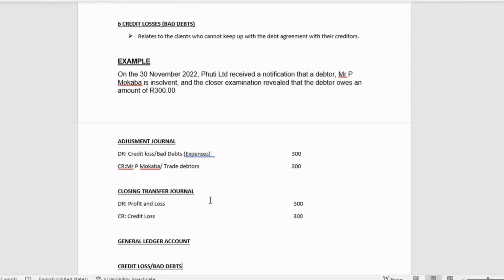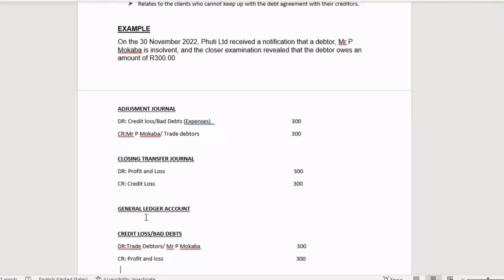Okay, so the adjustment journal will be you debit your credit losses. That's an expense with an amount of 300 Rand, and you're going to credit the debtor's account itself because the debtor is actually decreasing with that specific insolvent debtor with an amount of 300 Rand. And your closing transfer will be the profit and loss with an amount of 300, and you credit your credit losses. The amount again is 300 Rand.